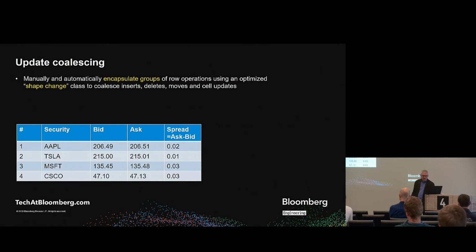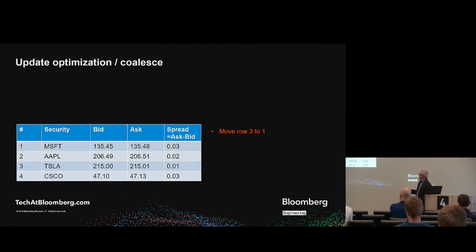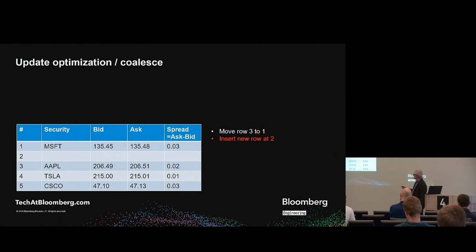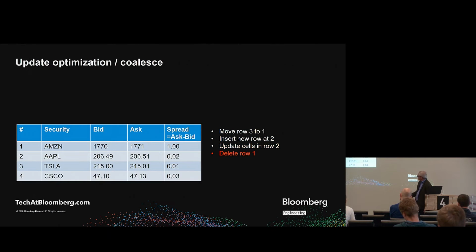Another thing we do is update coalescing. You can imagine if this is a trading blotter, not only is a price going to be changing, but new orders are going to be coming in all the time, resulting in row inserts and deletes, and moving things around and so on. So here we've got maybe an important order coming to the top. We're going to insert a new one that's coming in. We're going to update the values in that one. We're going to now delete a row because it's become stale, maybe.